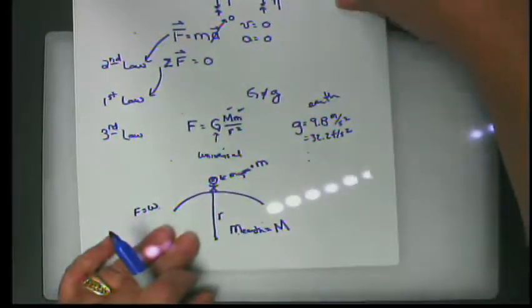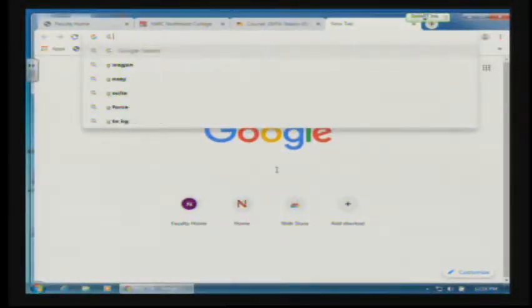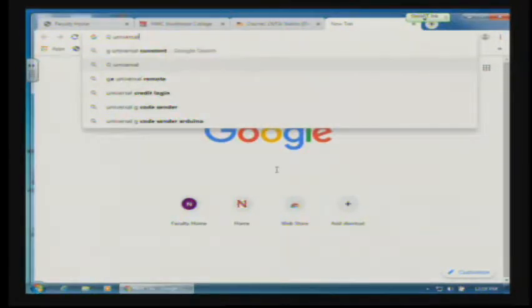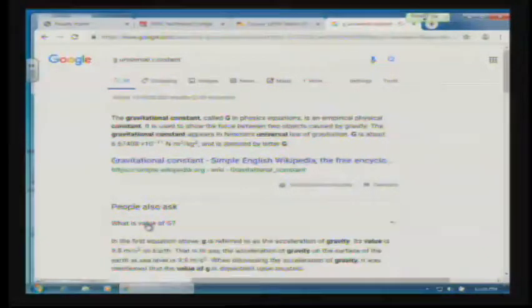Now, the other thing I'll go ahead and do this. Let me come over here to the podium PC and get you that number. So the universal, capital G, is called the universal constant. And if you see what it is, it has different units. For example, it's 6.6 with some change times 10 to the negative 11th newton meter squared per kilogram squared. Now that is in the SI or metric system.